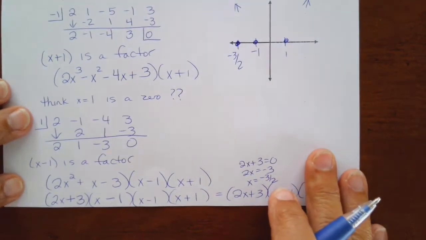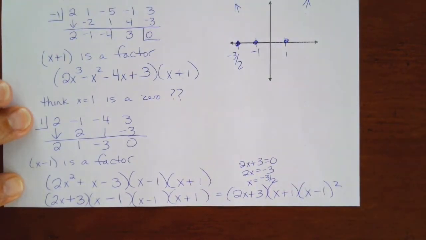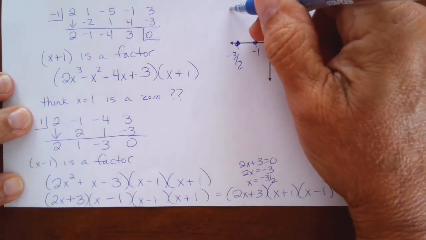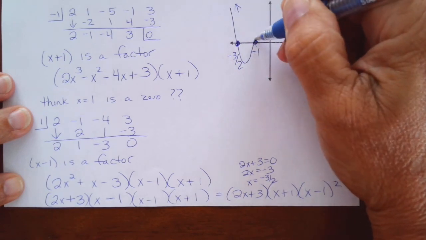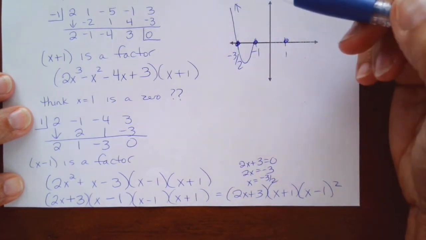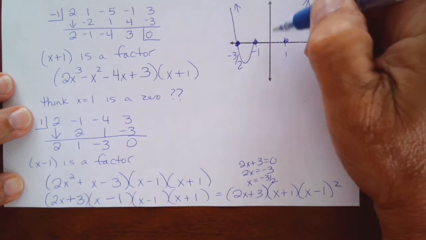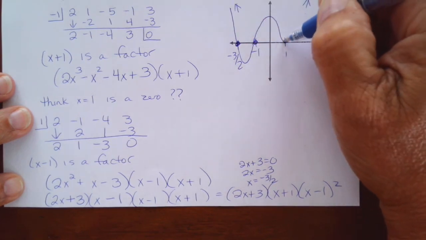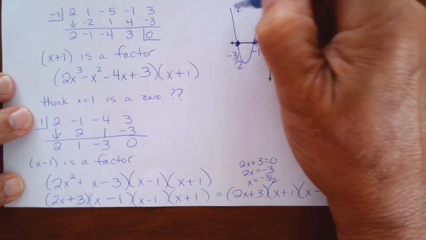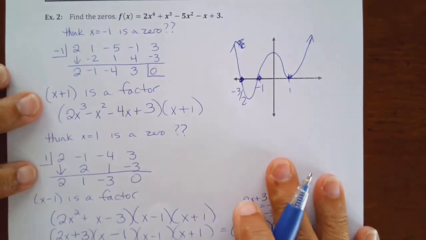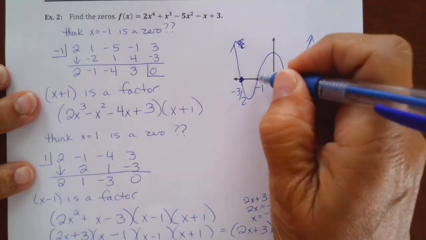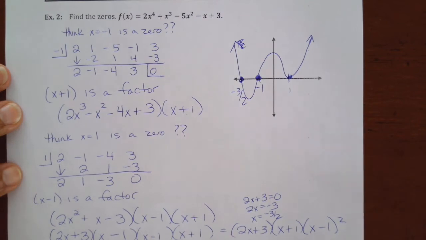Okay? And so then now it matches kind of what we knew. This side started up, it crossed here. Okay, we know the y-intercept would be at 3, and then it touched there and went back up. Okay, so it matched what we've already learned about polynomials.